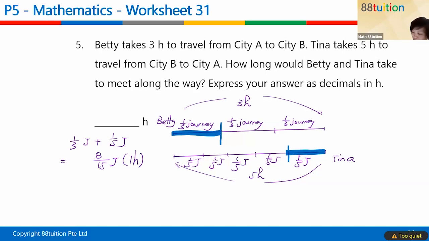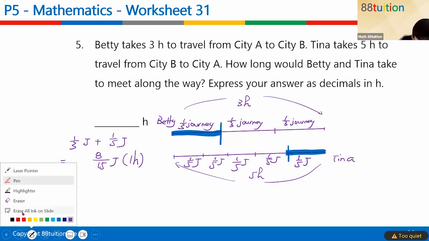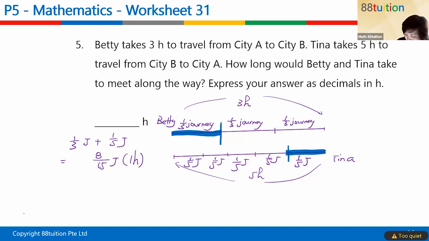So if I want to do it in a long-winded way, I can change all to 15 units. Take a look. I'm going to do it in red. I make it into 15 units: 1, 2, 3, 4, 5, three times. So here will be 1, 2, 3 for each group. So can I say that Betty covered 3 units and Tina covered 5 units.